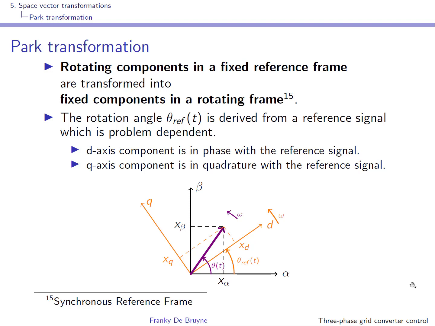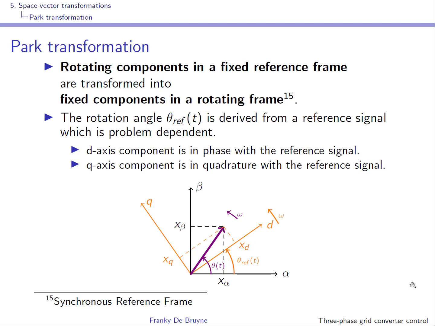Well, you can see that the rotating vector here in purple and the DQ rotating framework are rotating at the same speed omega. Okay, the reference angle is different. So the reference angle of the rotating vector is theta, and the reference angle of the dq framework here is theta ref, and this theta ref is problem dependent.